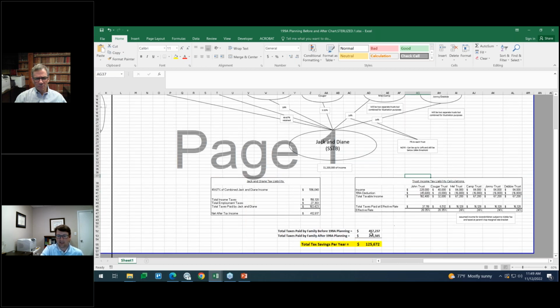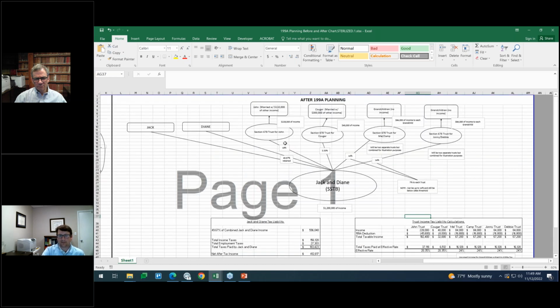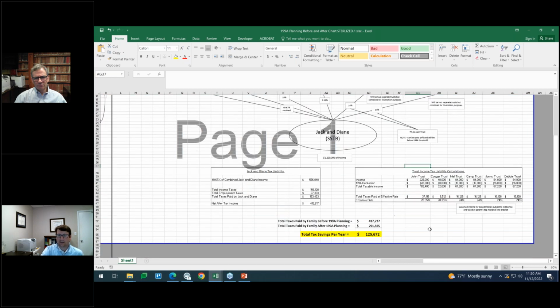So they went from 417 to 290, which is around $125,000 of tax savings each year. On top of that, we'll have to file a gift tax return reporting the value of these entities, but it's minority interests, so they can be discounted. And so we've been able to pass around 50% of the entities outside of Jack and Diane's estate, and future growth of those entities also outside of Jack and Diane's estate, on top of the $125,000 of income tax savings that we can have in this scenario.